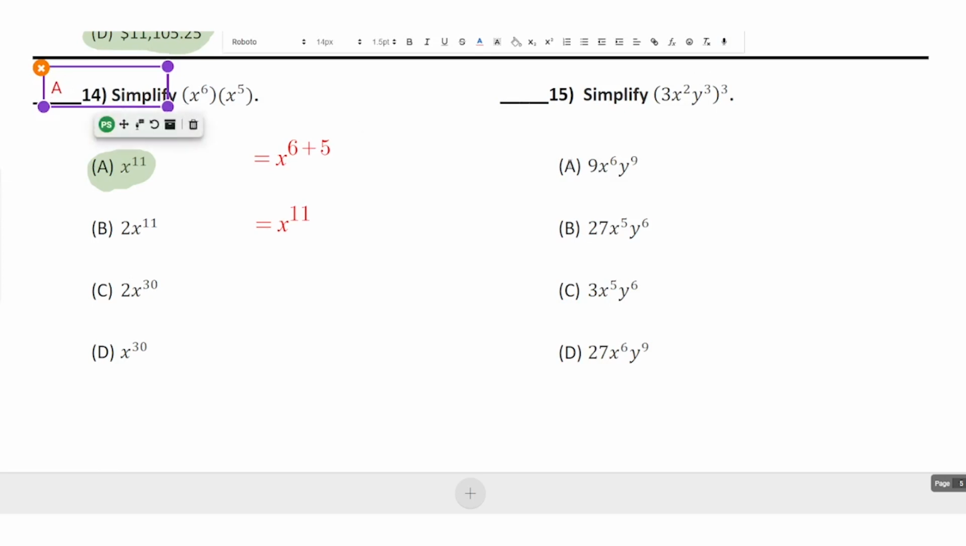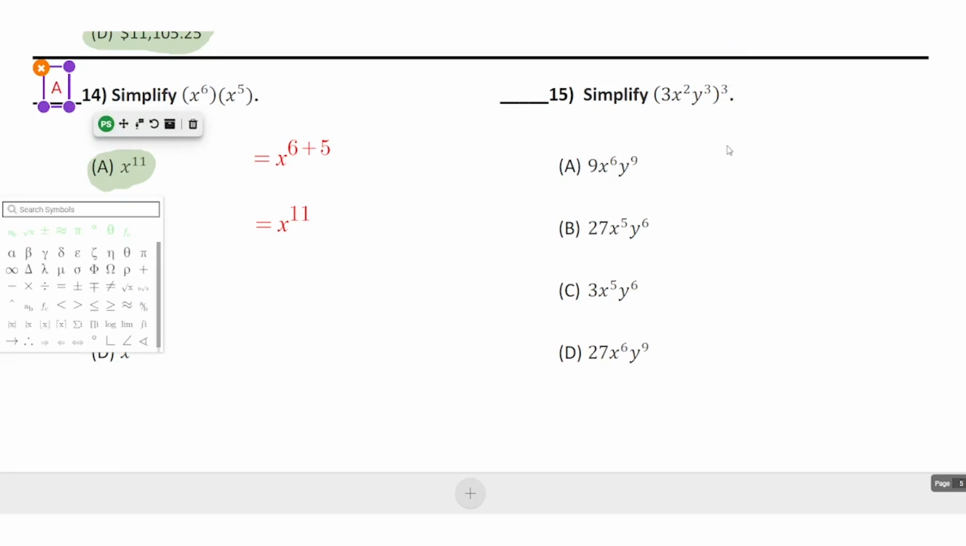And lastly, number 15. First, we're going to raise all of these terms to the third power. I'm going to just try to do one step at a time here. So we got 3 cubed times x squared cubed times y cubed cubed. Anytime you raise a power to a power, you do multiply the powers. So that's what I'm going to do on the next step here.